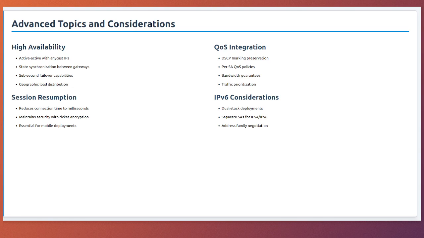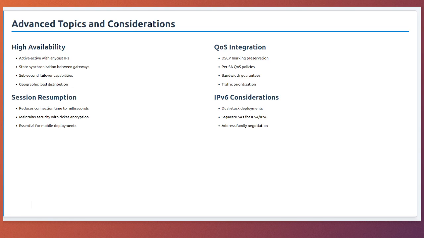High availability deserves special attention. Active-active configurations provide better resource utilization than active-passive setups. Using anycast IPs, multiple gateways can share the same address, with routing protocols directing traffic to the nearest gateway. State synchronization between gateways ensures sessions survive gateway failures. Technologies like ClusterXL or proprietary solutions achieve millisecond failover times.